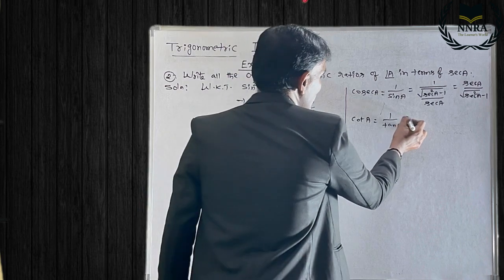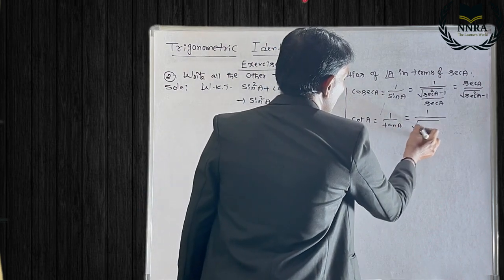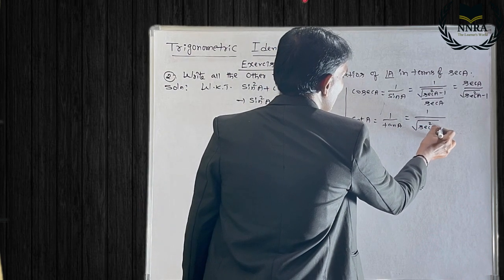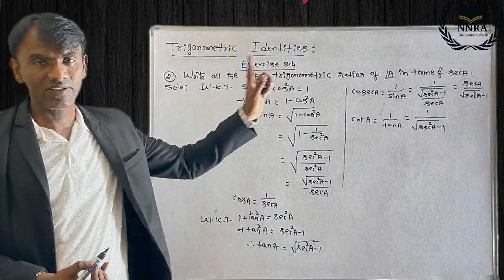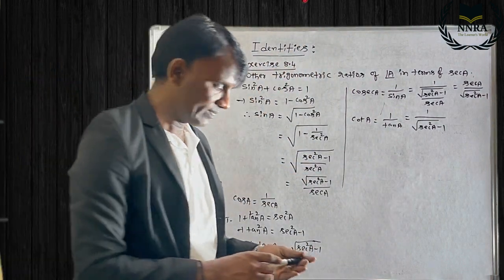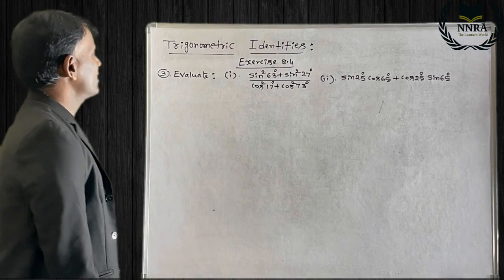This is the value. So that can be written as 1 by square root of secant square a minus 1. So all are in terms of secant a. So this is the answer for this question. Okay, now this is question number 3.